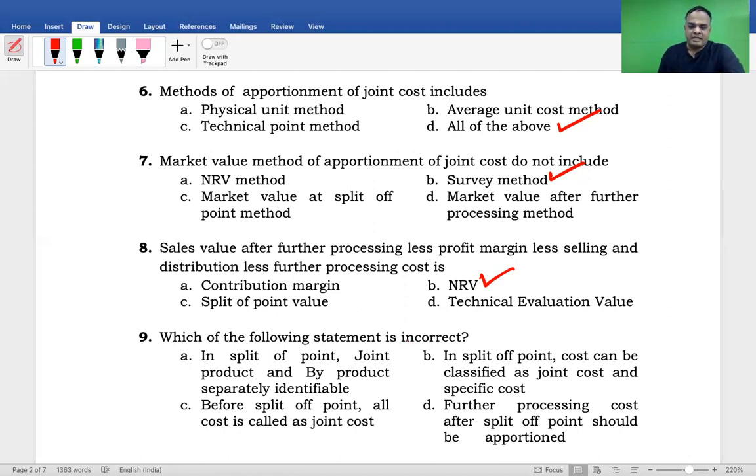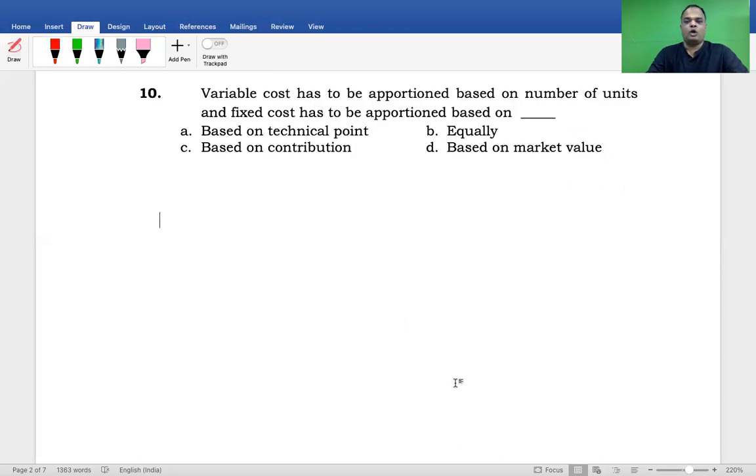Which of the following statements is incorrect? At the split off point, joint product and byproduct are separately identifiable. At the split off point, cost can be classified as joint cost and specific cost. Before the split off point, all the costs are called joint cost. Further processing cost after the split off point should be apportioned, allocated. Am I right or not? It's a specific cost, therefore you have to do allocation. Therefore, the incorrect statement is D. Because for common cost we have to do apportionment, for specific cost we have to do allocation.